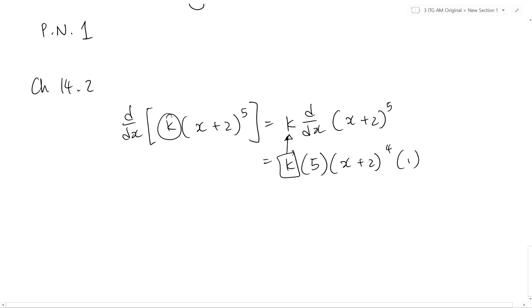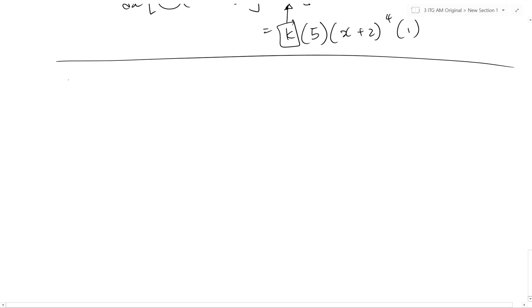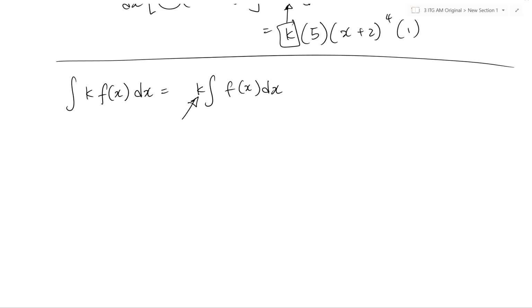In fact, it is the same thing for our integration. When you're integrating, for example, k times a function f(x) with respect to x, we just bring the k out of the integration sign, f(x) dx, and you just continue with your integration. Now this k over here must be a constant. It cannot have an x inside. So let us take a look at worked example number 2.